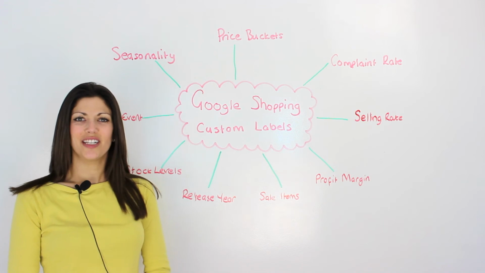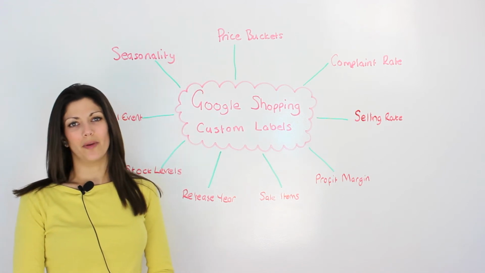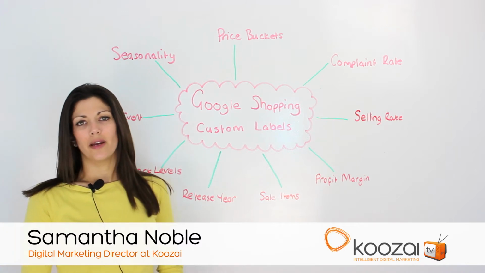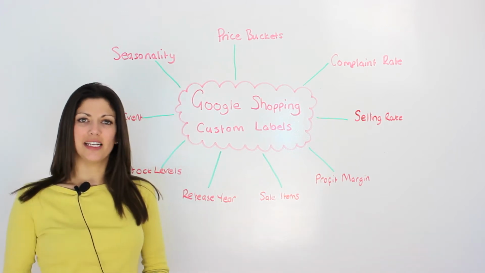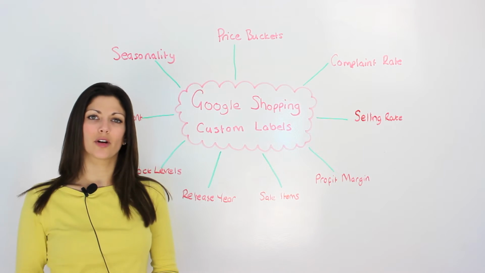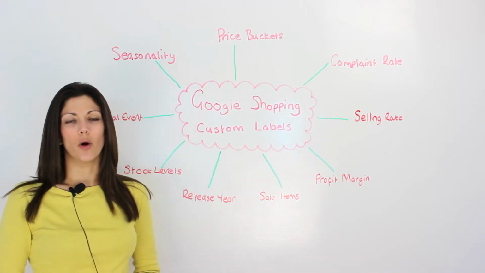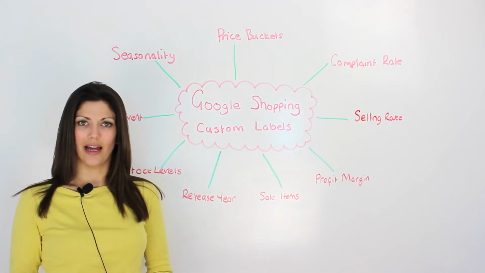Hi, today I want to talk to you about Google Shopping and in particular custom labels. With Google Shopping, you basically set up a data feed that pulls in all of the products from your website and it pulls it into the Merchant Center on Google, which then links up to Google AdWords.